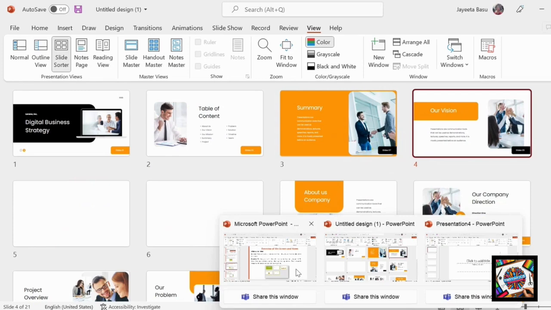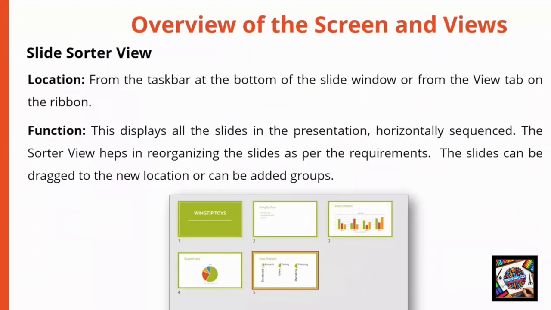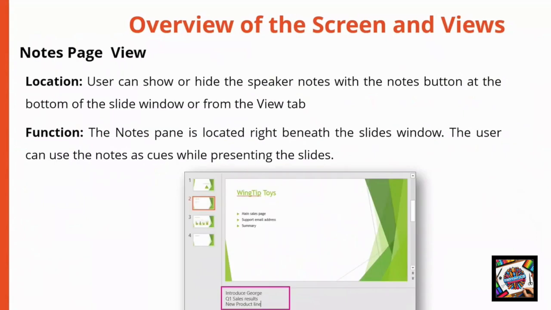Now that we have learned about slide sorter view, we will go to notes page view. Here, the user can show or hide the speaker notes with the notes button at the bottom of the slide window or from the view tab. Again, the notes button is there in the small taskbar at the bottom of the screen, and it's also on the view tab as well. Here, you can write the notes that you can use as cues while presenting the slides.